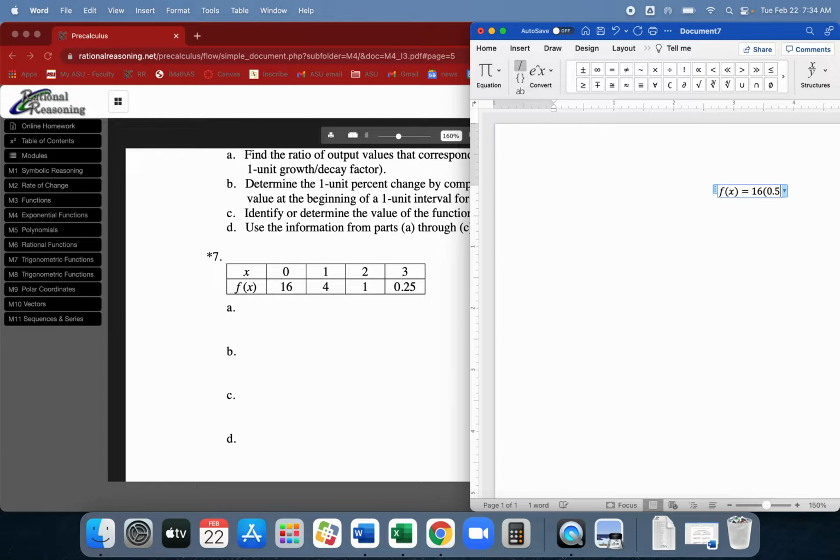If I do it once, I get the value at x equals 1. If I multiply by 0.25 a second time, I'll get the value when x equals 2, 3 times to get the value when x equals 3, and so forth.